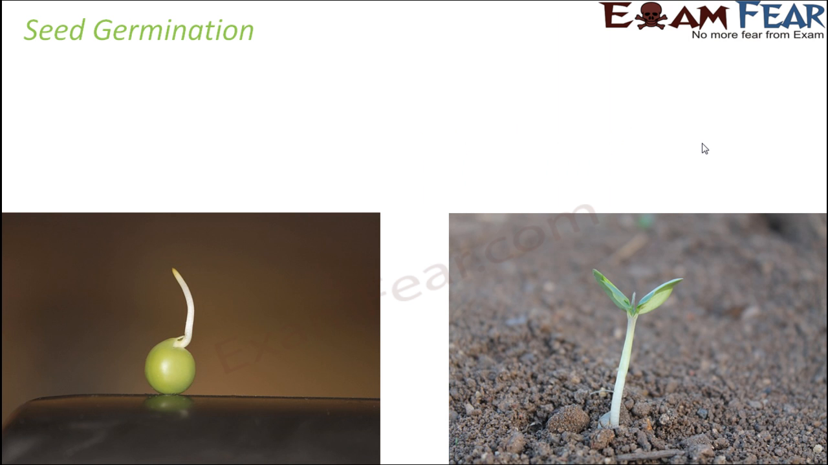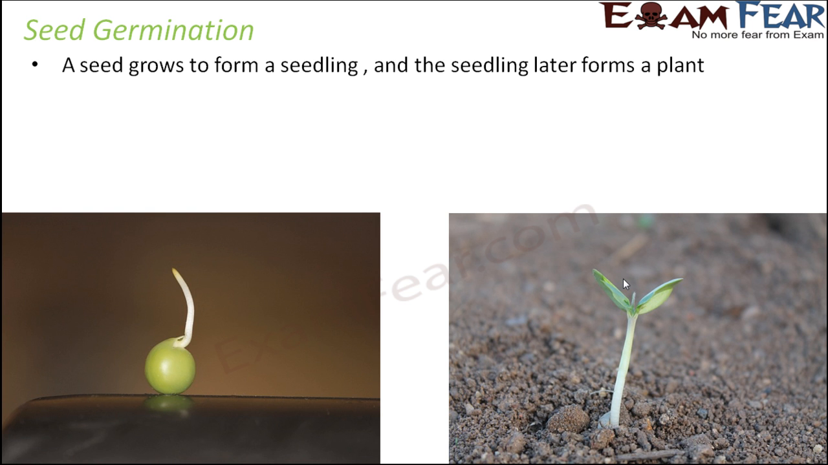Now when you look at it from the perspective of seed germination, that is how a seed gives rise to a new plant altogether. In the first picture you see it was just a pulse before, which was nothing but a seed, and then the seed gradually gave rise to this small tail which I was talking about in the previous slide. And when you put it in the soil and suitable conditions are made available, it gives rise to a new plant. This entire process is called germination, where a seed grows to form a seedling, which is like a small plant, and then the seedling gradually grows to become a plant.